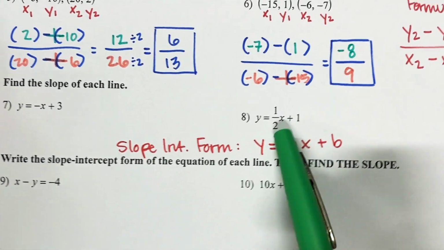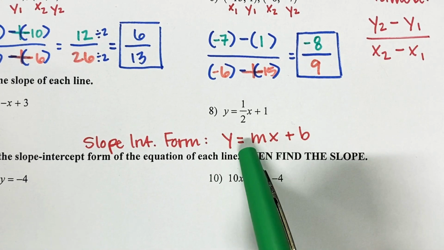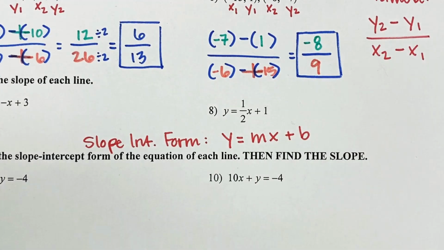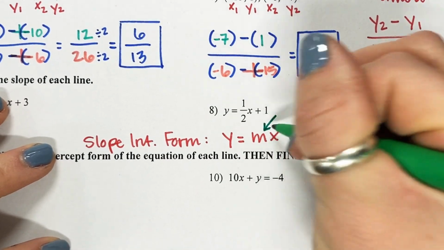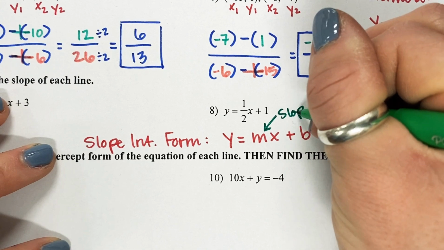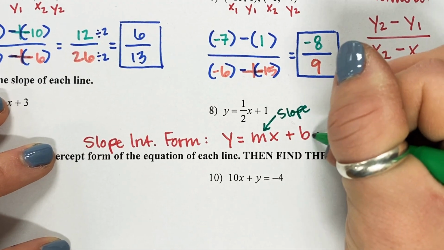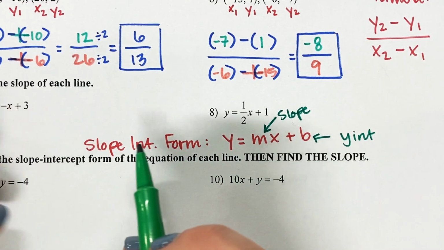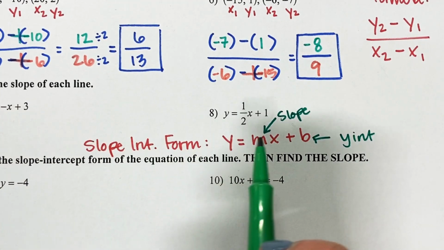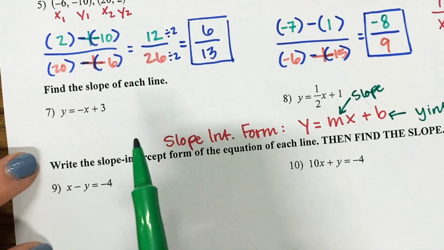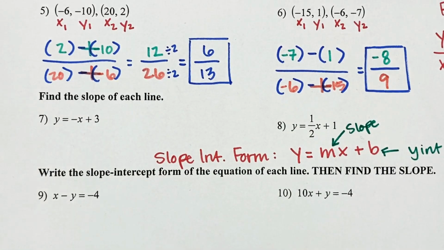Okay, well, if it's always written like this, these are a bunch of letters, what do these letters mean? Well, our m, whatever number is always right in front of that x, that is always our slope. Our b is always our y-intercept, hence why it's called slope-intercept form, because it tells us our slope and our y-intercept. So for numbers 7 and 8, we're trying to find the slope.